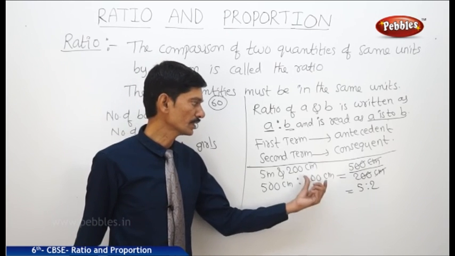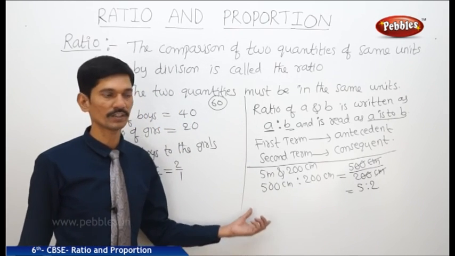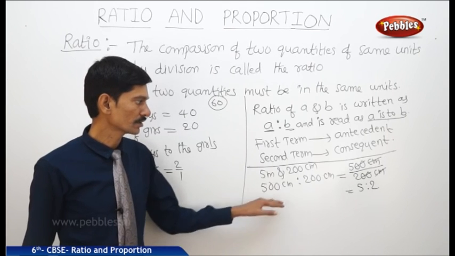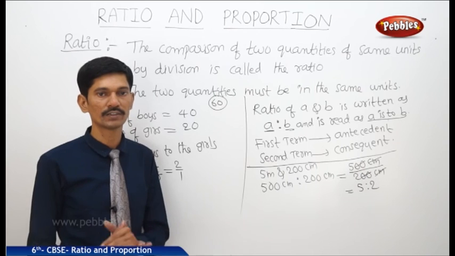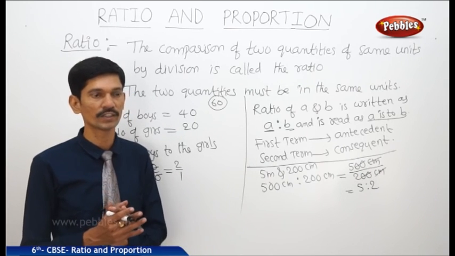So to compare any two quantities, first they must be in the same units. And the important point is that a ratio does not have any units. So there are no units for any ratio.